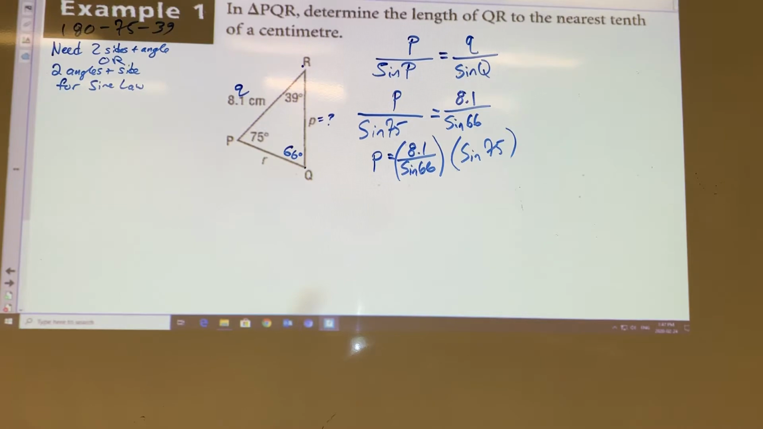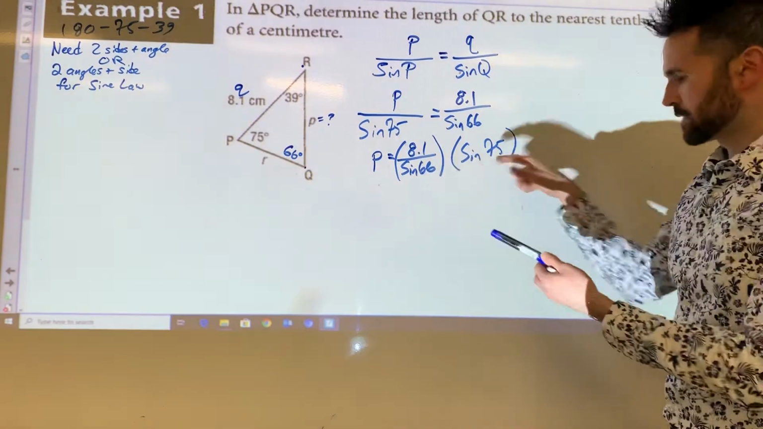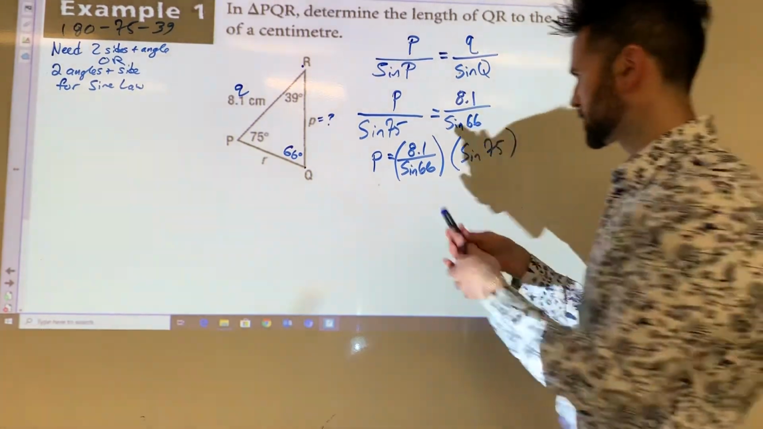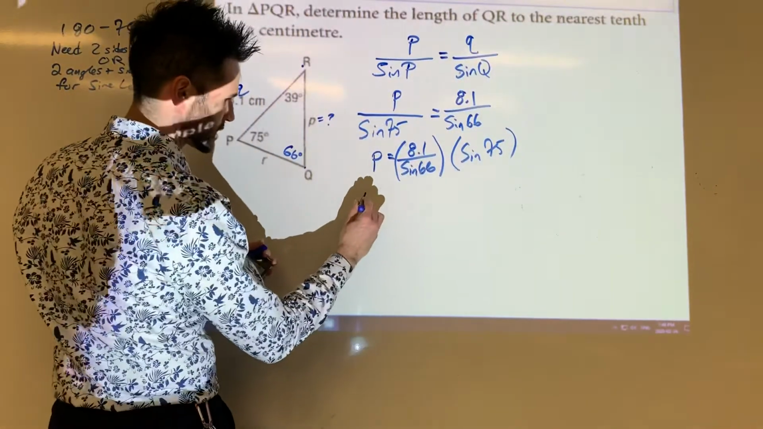So that 8.1 divided by sine 66, who cares? I get like 8.86. Okay, and then just go equals and then hit times sine 75. So I don't like to show the intermediate steps. It's just too many decimals.